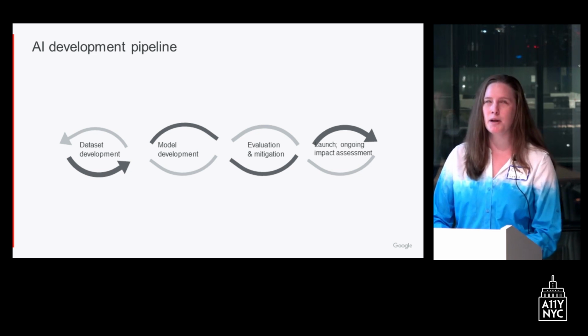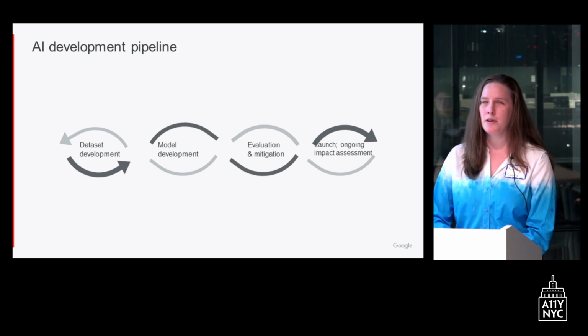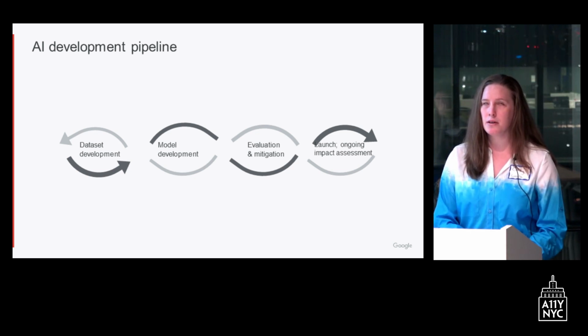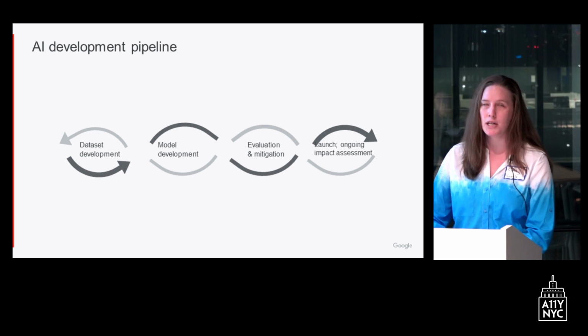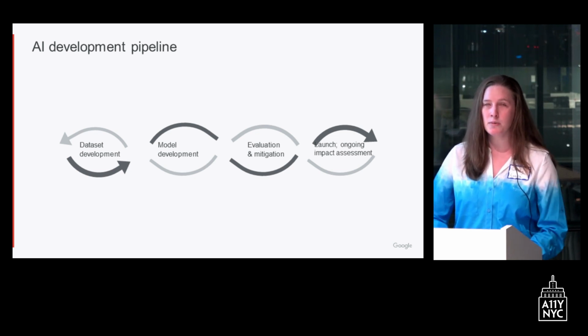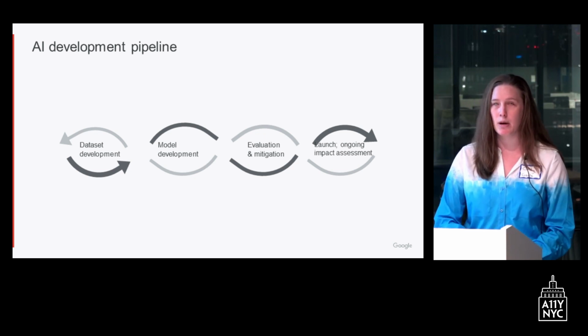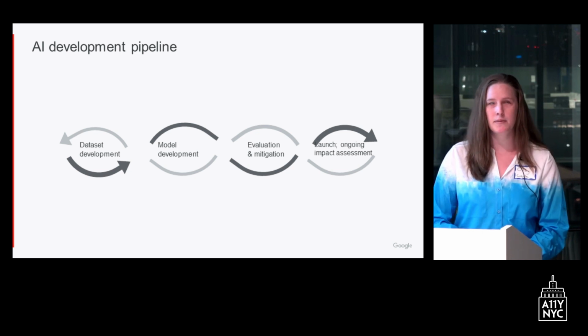And the next phase is model development. In this phase, developers train the model with data from the previous phase, and then they choose different techniques for how the model will learn. I won't go into much detail, but as you can imagine, these decisions that are made about how to design the model can introduce bias.